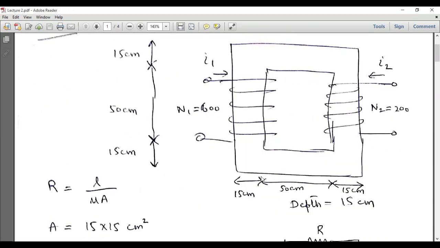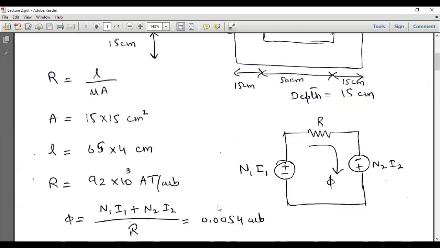So the dimensions of this core are given, and this is a square shape core because we can see identical dimensions along the vertical and the horizontal axis. The depth of the core is given as 15 centimeters. First of all, we have to calculate the reluctance of the core, and the reluctance is given by L over mu A. L is the total length of the core through which the flux will flow, mu is the permeability, and A is the cross-sectional area of the core.